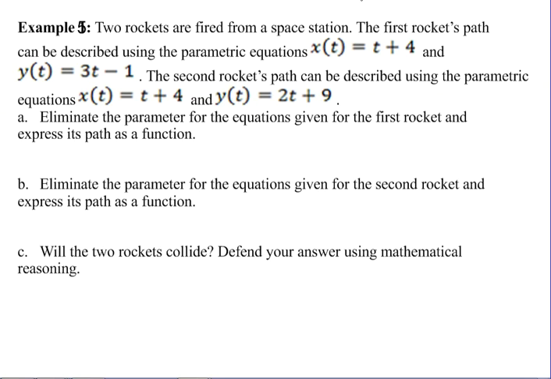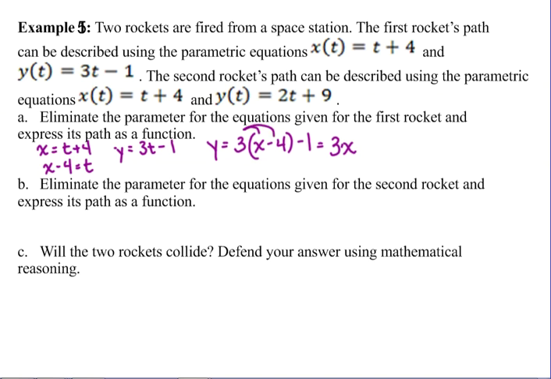So looking at the first rocket, which one is easier to solve for t? I think the x is easier to solve for t because we just subtract the 4. We plug that into the y equation. We want to distribute and combine like terms. So 3x minus 12 minus 1, 3x minus 13.